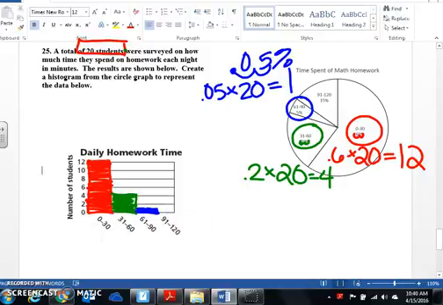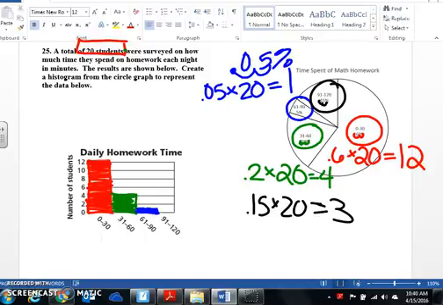And last but not least, I have 91 to 120, which is 15%. 0.15 times 20 gives me 3. So I go up. Once again, 3 is in between 2 and 4, so I should go halfway. And that is my histogram.